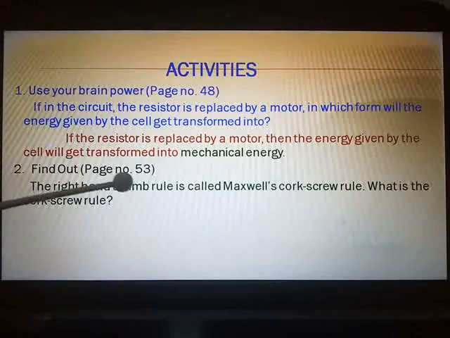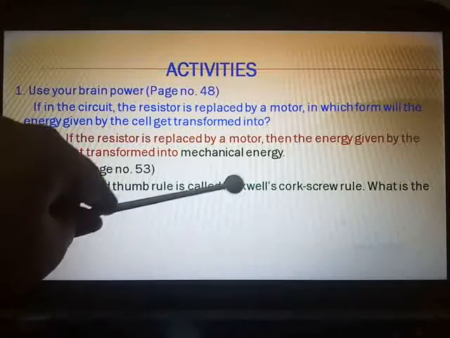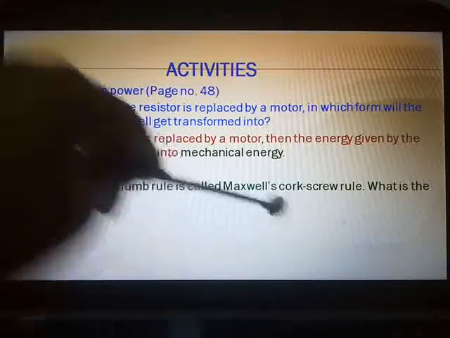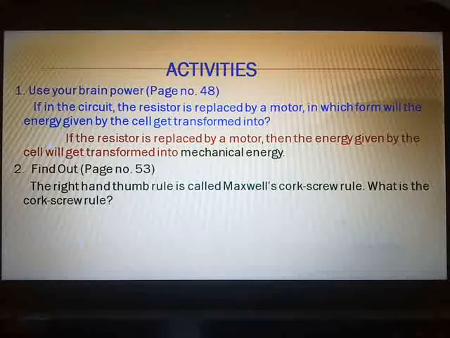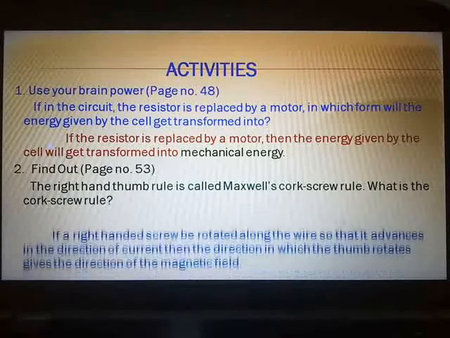The right hand thumb rule is called Maxwell's corkscrew rule. What is the corkscrew rule? Now this is an activity where no answer is given related to this in the textbook. Directly search on Google. Hundreds of results for the corkscrew rule you will get. How you can relate it with the right hand thumb rule, that is very important.